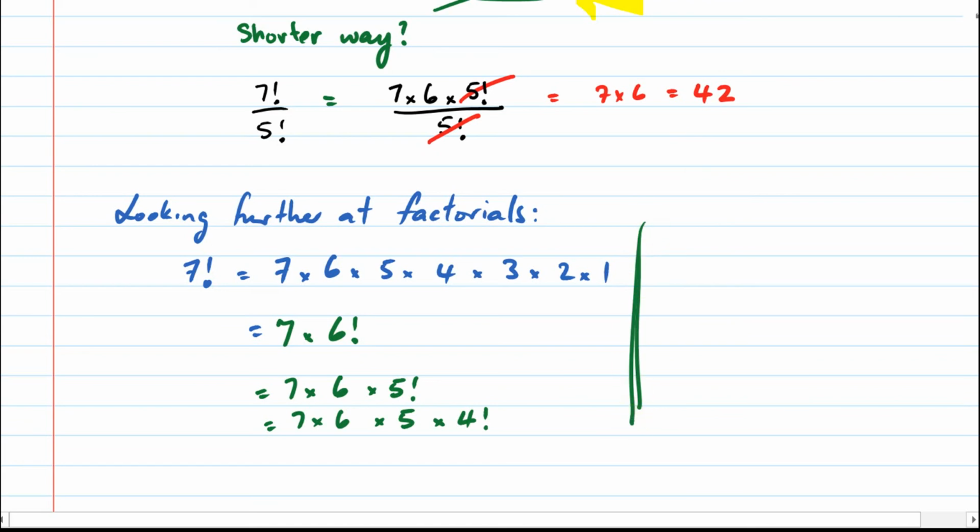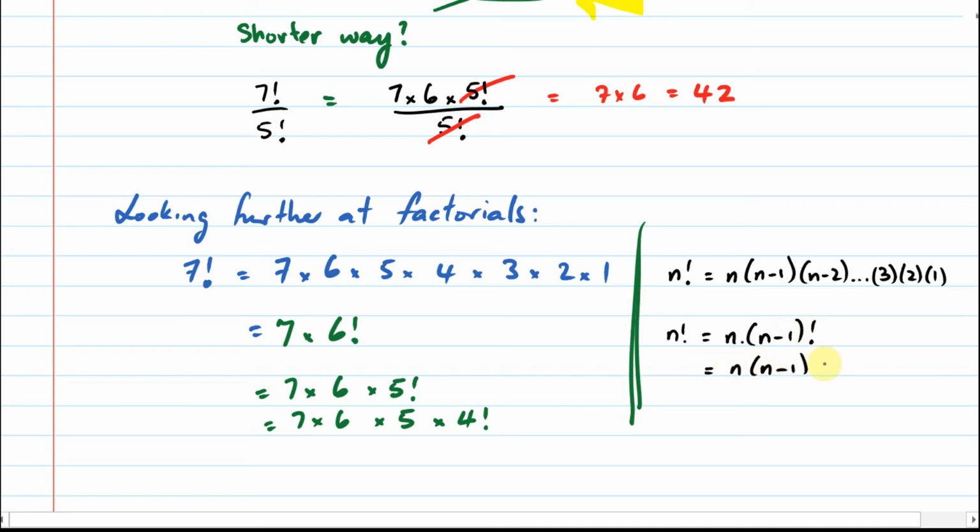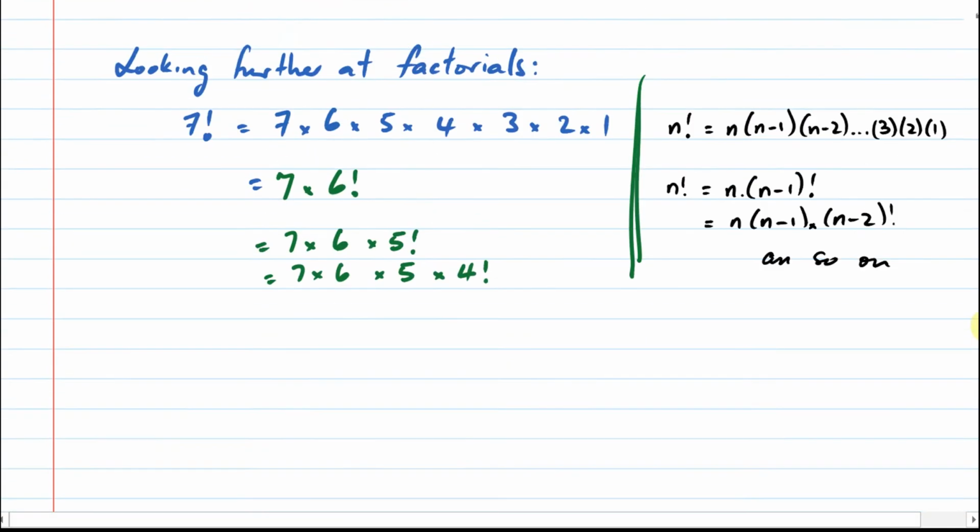Alright, let's go back to our more general factorial. N factorial by definition was n, n minus 1, n minus 2, and we multiply all the way down to 3 times 2 times 1. So in looking at n factorial, we could write it as n times n minus 1 factorial, or n peeling off 2 digits and then continuing n minus 2 factorial, and so on. And this will prove to be useful when we start doing divisions.